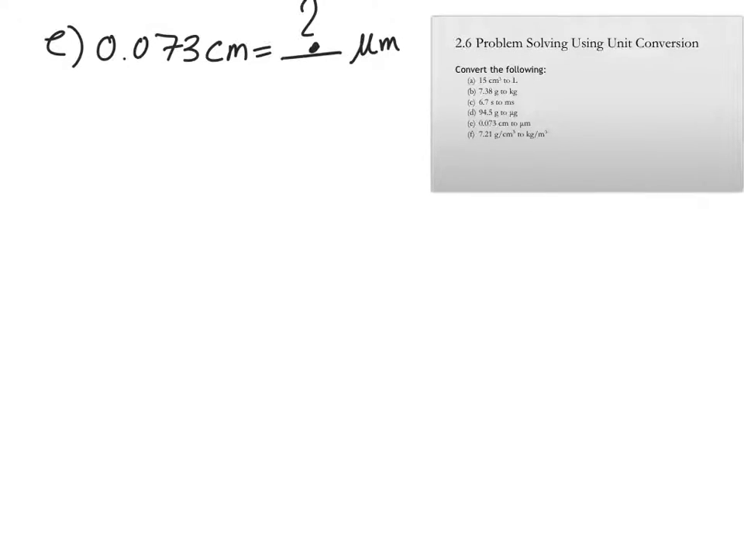So first of all, there are 100 centimeters in 1 meter, but again, I like scientific notation, so I could say there's 10 to the 2nd centimeters in 1 meter.